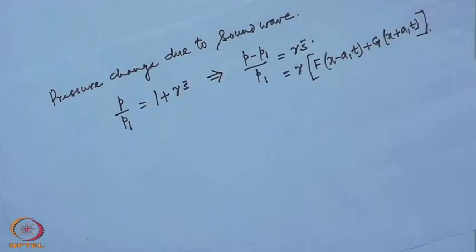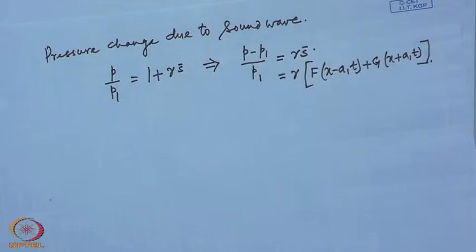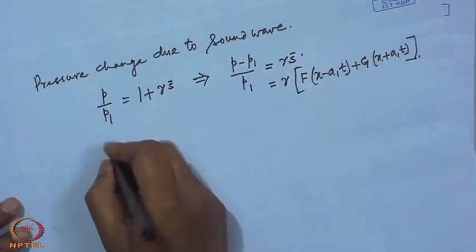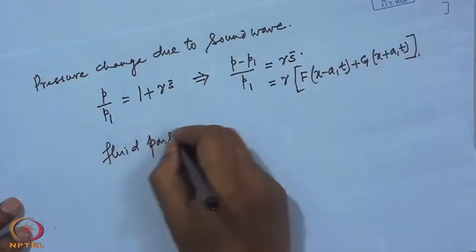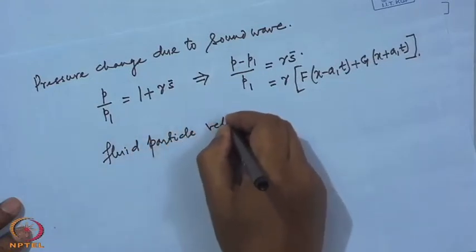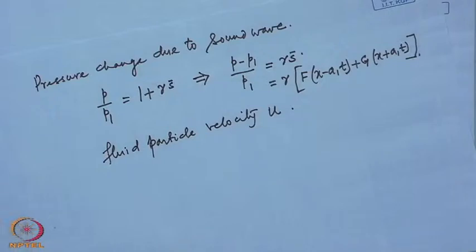Now, as the wave progresses through the fluid, the pressure disturbance sets the fluid into motion, and the fluid particle also undergoes a motion with its velocity being u, which is called the particle velocity u. It is usually much smaller than the speed of sound during the propagation of a sound wave.